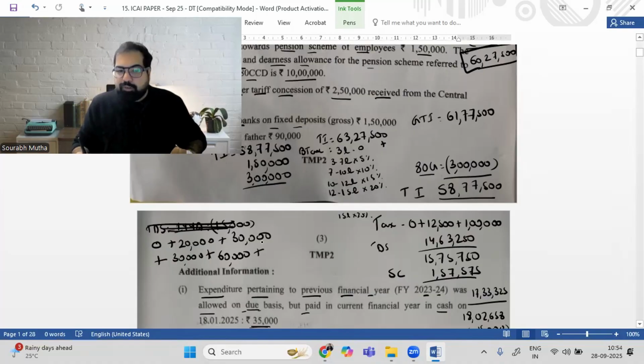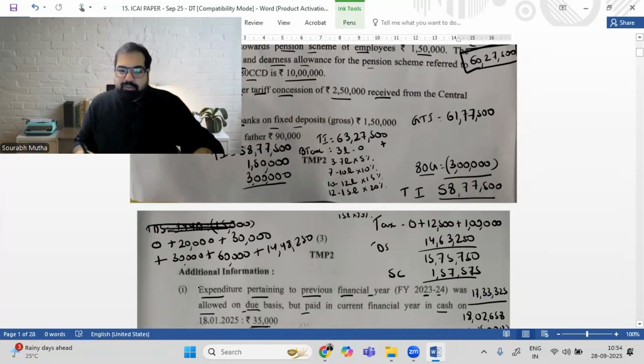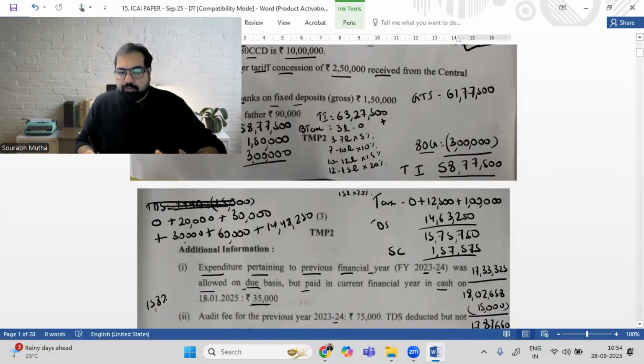And last, more than 15 lakh up to this number, that is 63 lakh 27,500 minus 15 lakh is 48 lakh 27,500. You can also do it in the calculator. Into 30%, is 14 lakh 48,250. I'm going to add all these numbers. So my basic tax is 15 lakh 88,250. Guys, this is my basic tax.